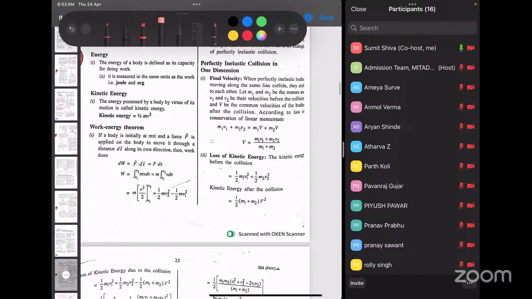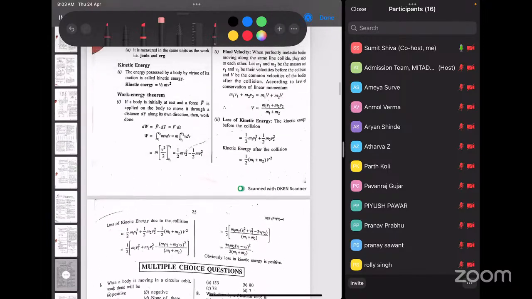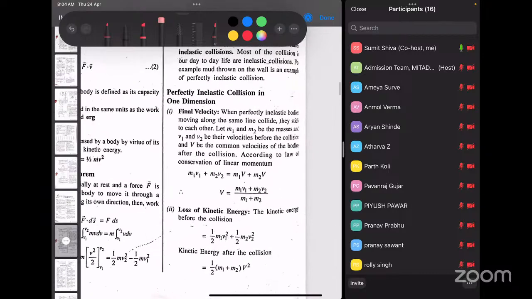And if you are interested in remembering the formula, then there is a case for perfectly inelastic collision in one dimension, in which we have to find the final velocity. The condition is, when perfectly inelastic bodies moving along the same line collide, they stick to each other. Let the masses of the two bodies be m1 and m2, and their velocities before collision be v1 and v2. Because they stick together, obviously they will have the same velocity. So this common velocity is capital V. We have to find out this capital V.